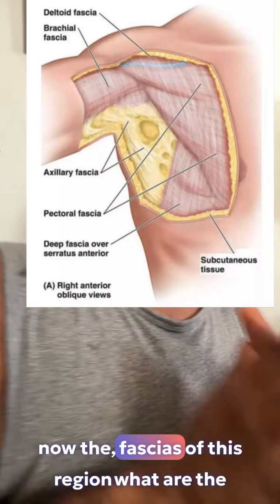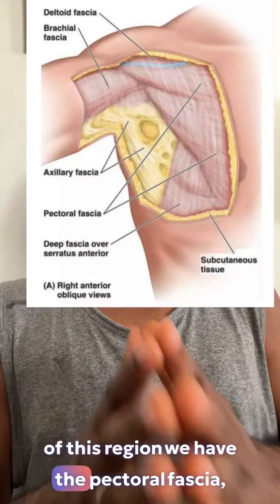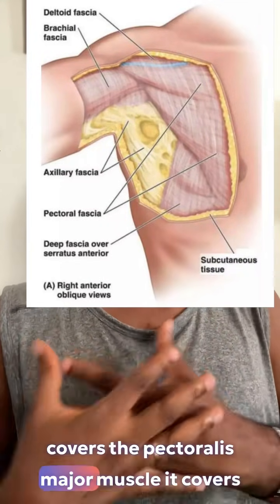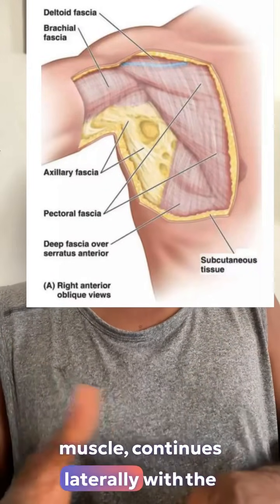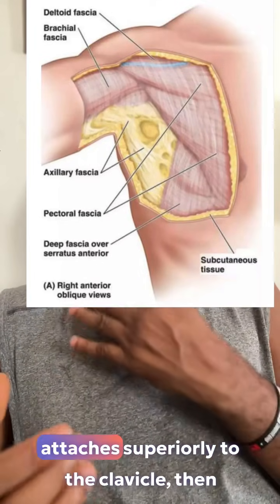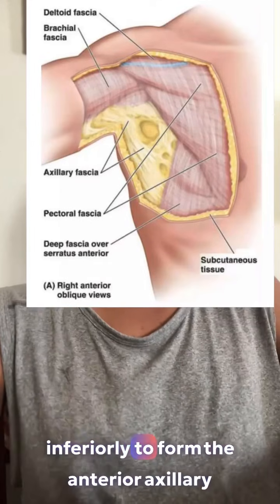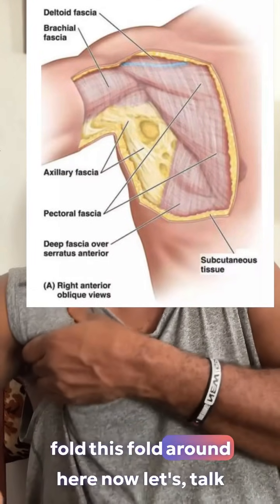Now, the fascias of this region. What are the fascias of this region? We have the pectoral fascia. This pectoral fascia covers the pectoralis major muscle and is continuous laterally with the axillary fascia. It attaches superiorly to the clavicle, then thickens inferiorly to form the anterior axillary fold, this fold around here.